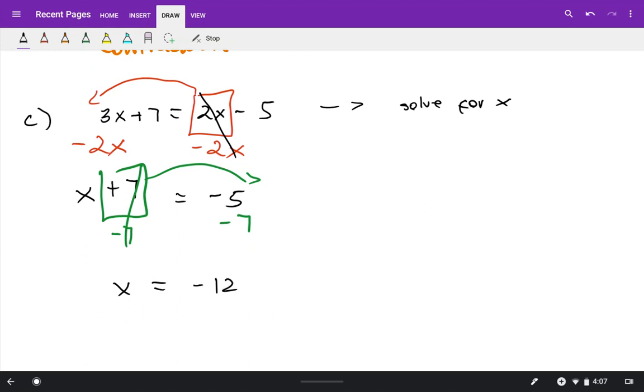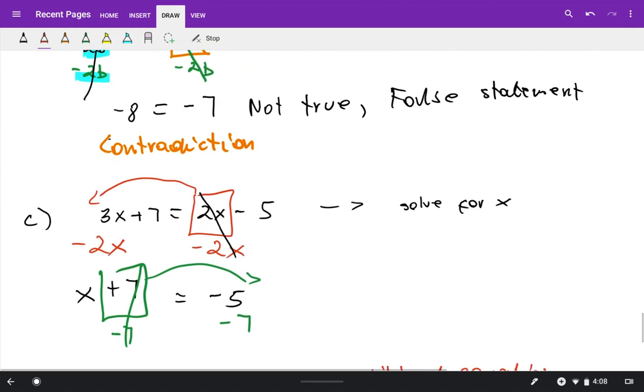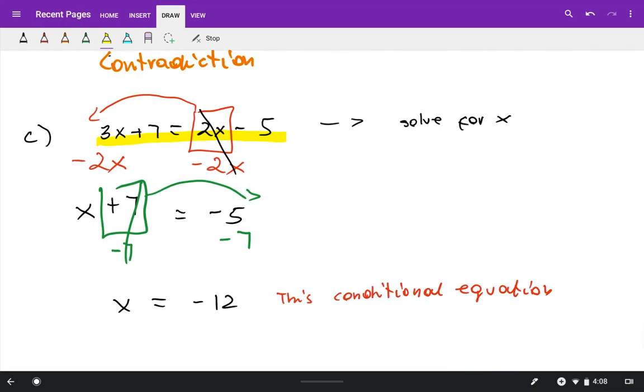When you solve an equation and end up with a solution, you know that you have a conditional equation. So this is a conditional equation. Conditional equation means that our original equation, 3x plus 7 equals 2x minus 5, is only true for x equals negative 12. Okay, guys, so we're done with 10.2.